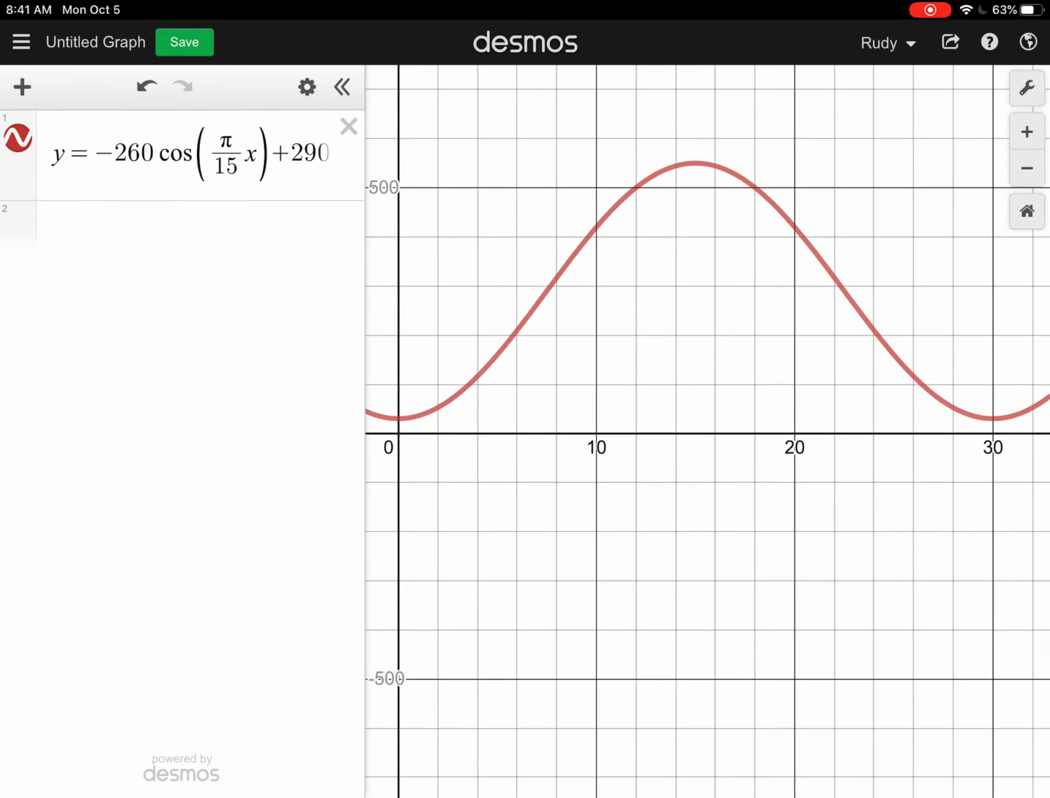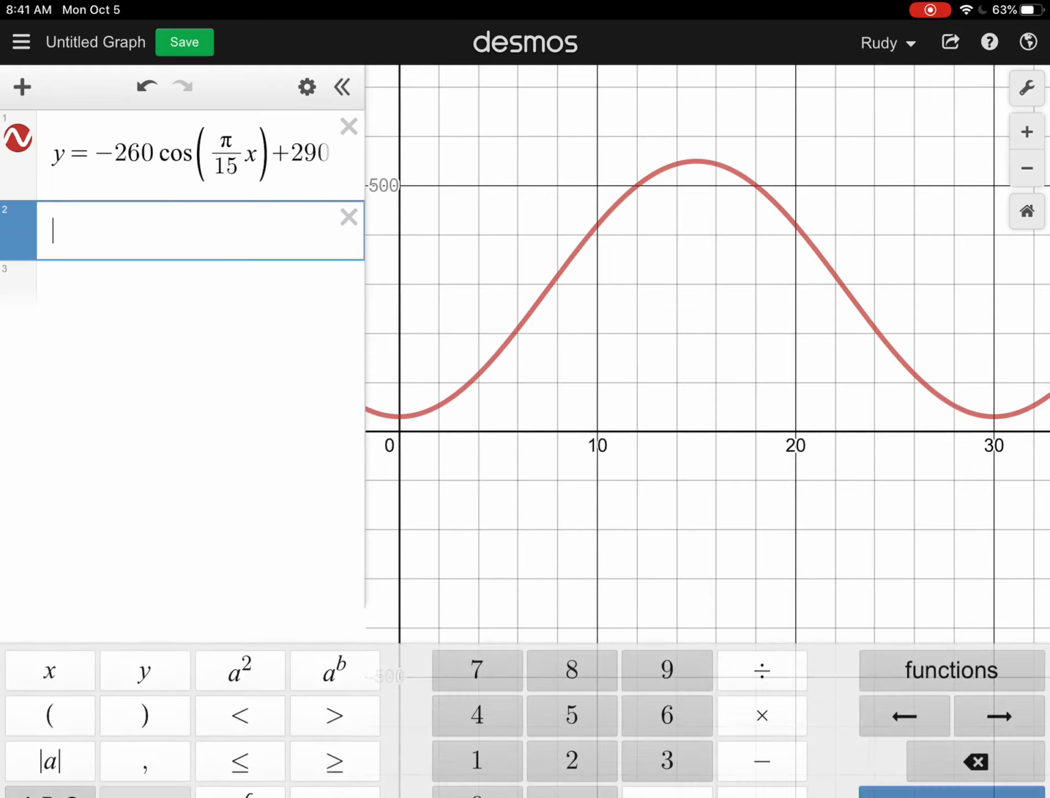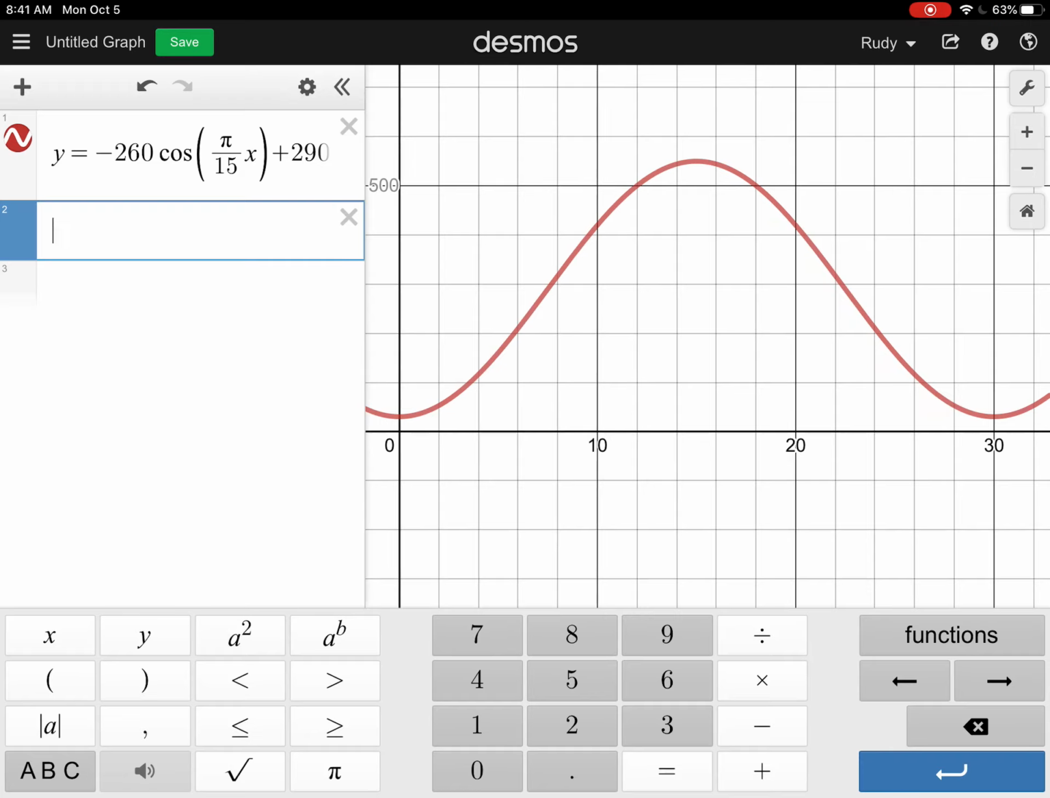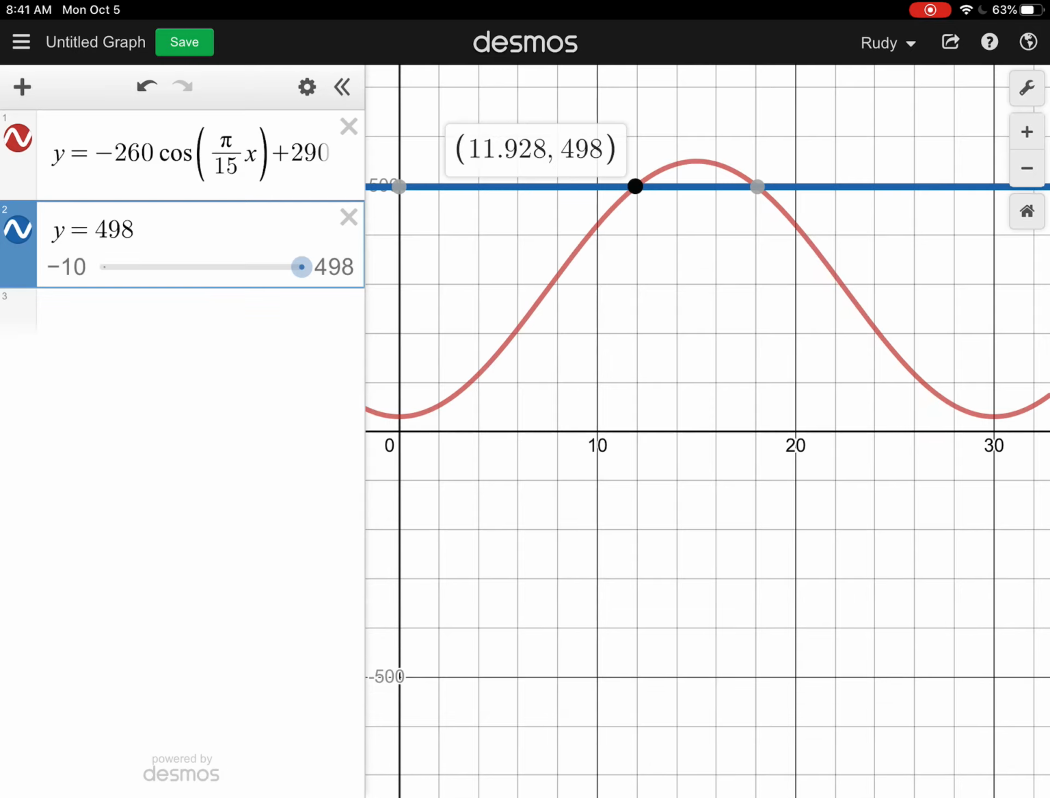Notice I start at 0. It takes 30 minutes to go around. There's my peak. Okay, so how can I use this to figure out how long it takes to reach a height of 498 feet? Just write another equation where y equals 498. And then there we go. There's my answer. Notice how superior that was in terms of efficiency compared to what I did before. I can also easily find the other answer. After 18 minutes, I'm at 498 feet going down.